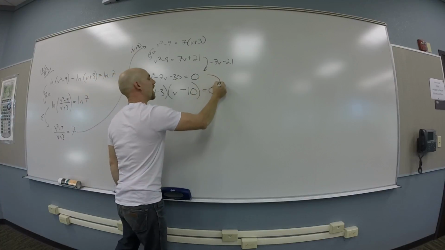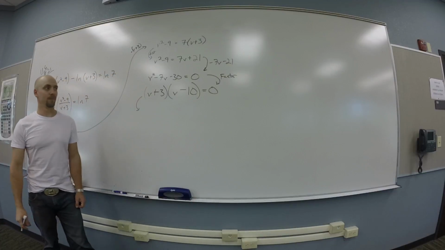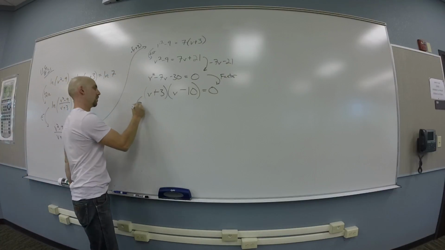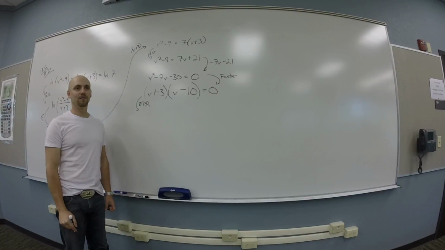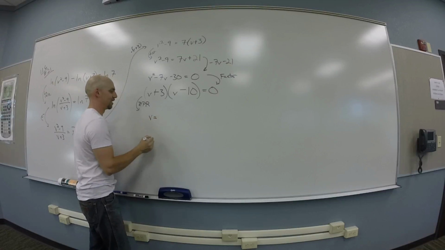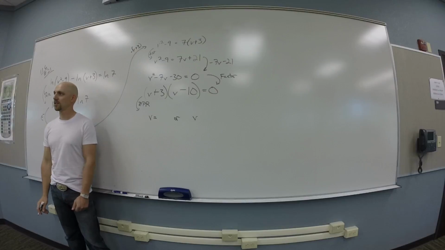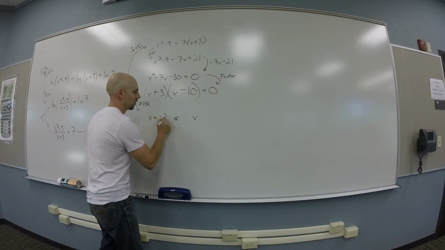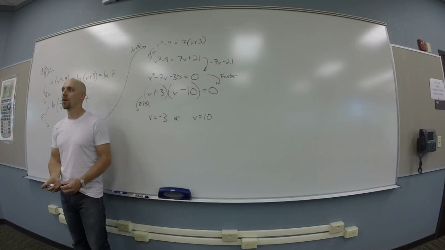Okay, so that was factor. Then what are we supposed to do? Zero product rule. Okay, so we'll run the zero product rule. I love that they're B's. I'm super excited out there. So I get B is -3 or B is positive 10.